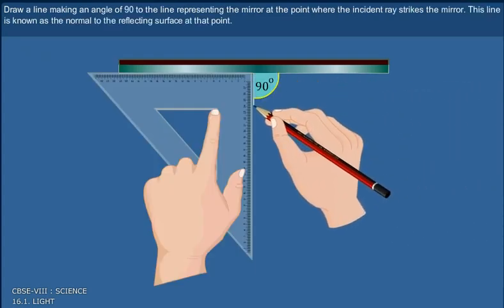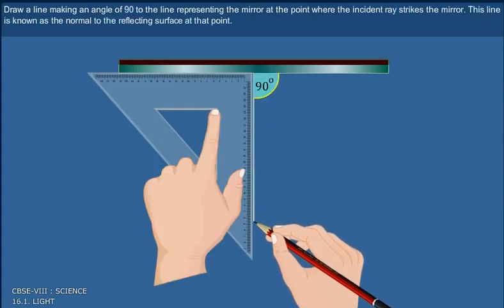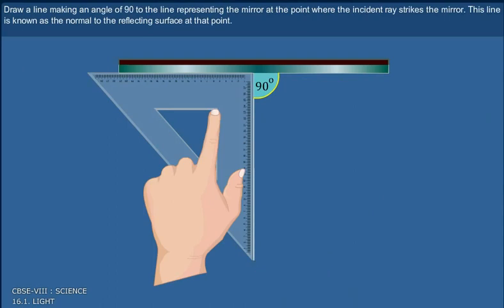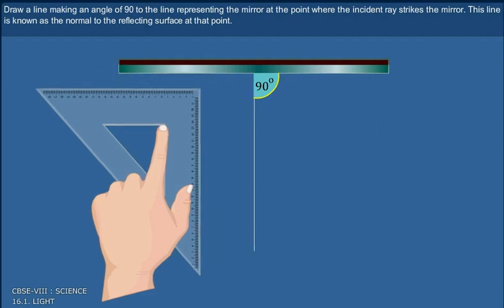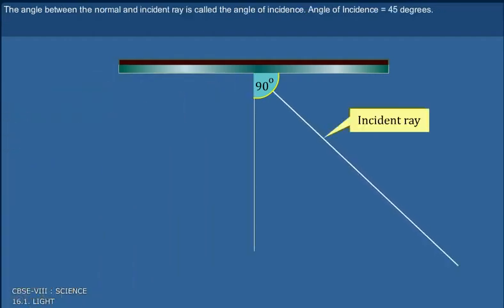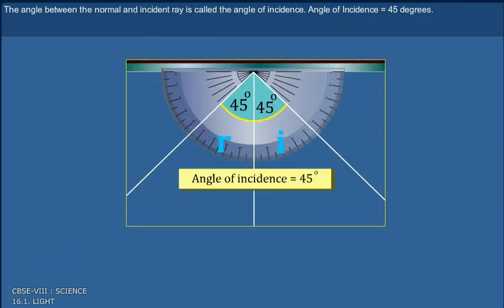Draw a line making an angle of 90 degrees to the line representing the mirror at the point where the incident ray strikes the mirror. This line is known as the normal to the reflecting surface at that point. The angle between the normal and incident ray is called the angle of incidence. Angle of incidence is equal to 45 degrees.